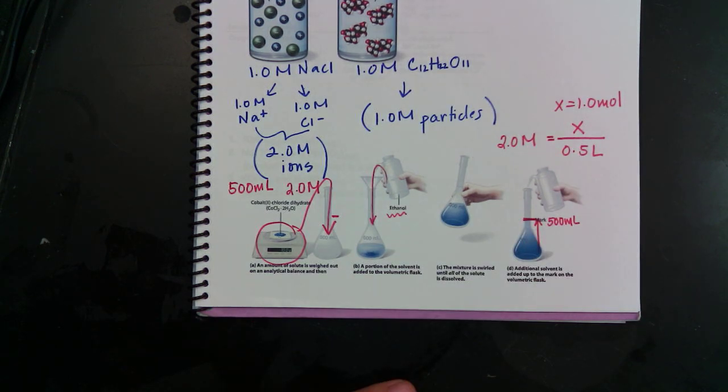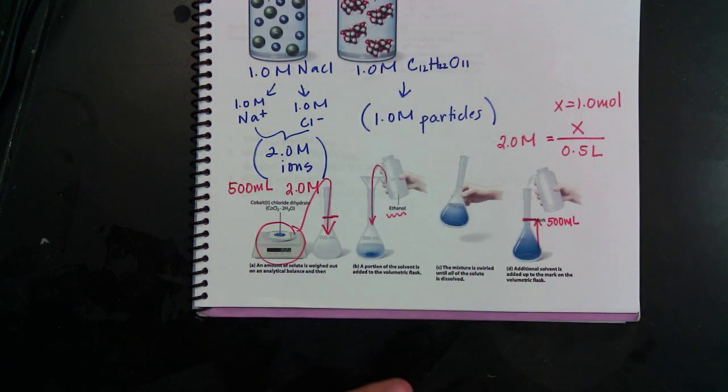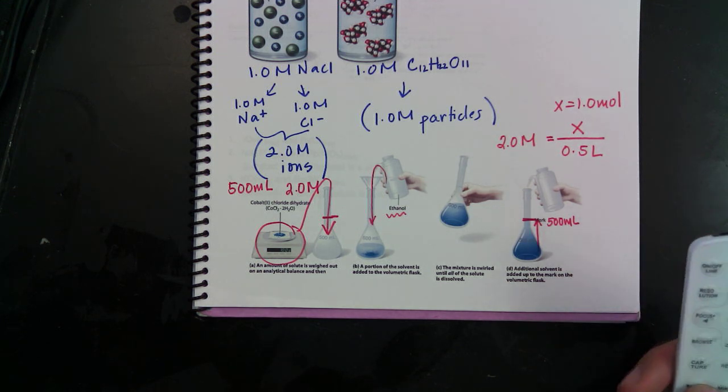Remember, what you don't want to do is add 500 milliliters of solvent and then add the solid, because now you have over 500 milliliters worth of volume. You had 500 milliliters from the solvent plus whatever volume you had from the solid. So it's always important to do the solid first, dissolve it a little bit, and then add the rest of the volume of solvent up to the total volume.